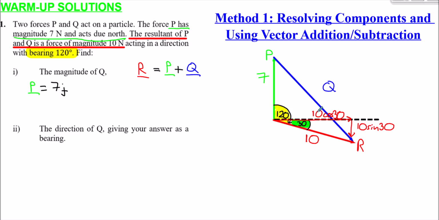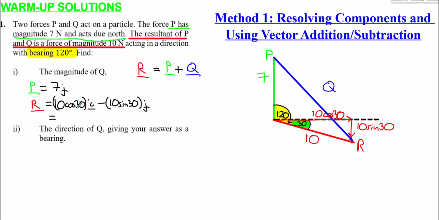So we can have this information in. So r is going to be 10 cos 30 units along in the positive x direction, in the i direction, so it's going to be 10 cos 30 i, and because it's going down, it'll be minus 10 sine 30 in the j direction.